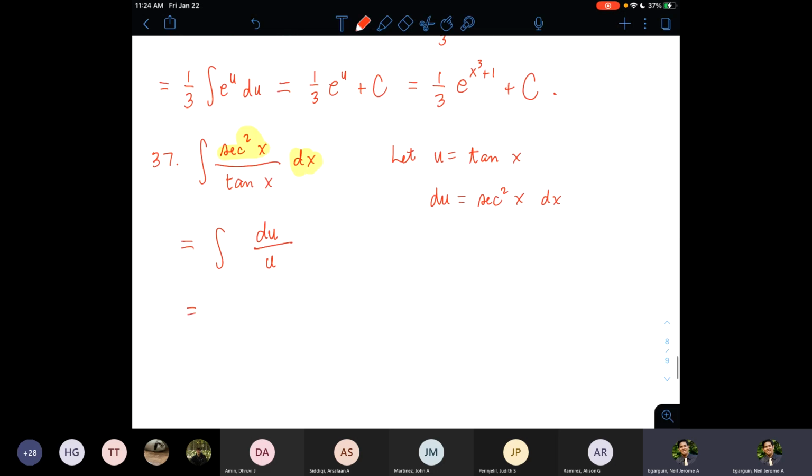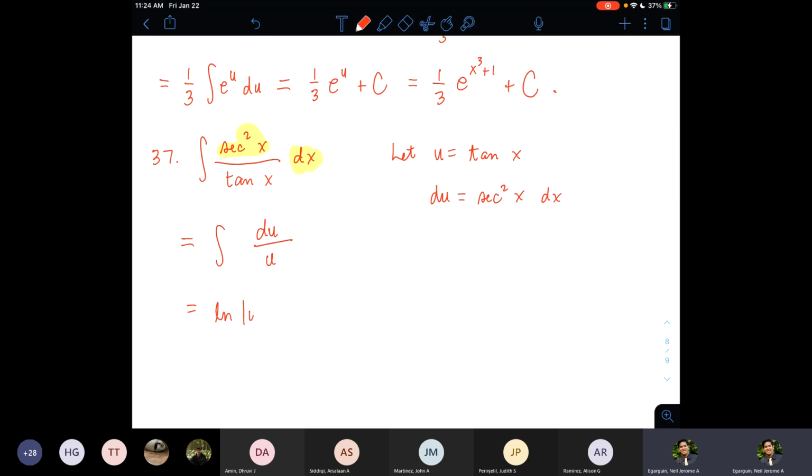So do you guys remember what's the integral of du over u? Hopefully you still do. So this is what? Ln of the absolute value of u plus the arbitrary constant c, right? A lot of students forgot this last semester. I remember grading the final exam: whenever integrating du over u, they forget to enclose the argument inside an absolute value.